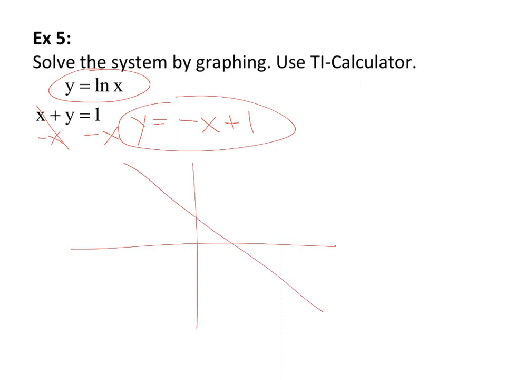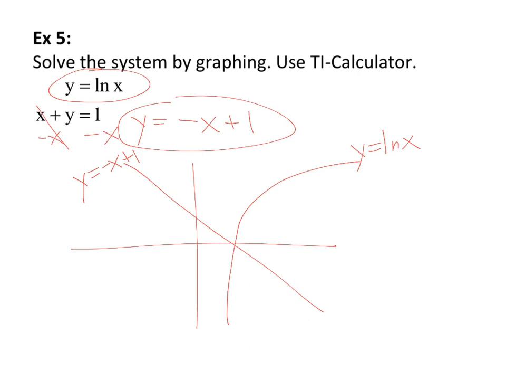And then we have these two graphs. Alright, it should look like that on your screen. This is y equals -x plus 1, and this is y equals natural log of x. Okay. Now if you hit second trace, or second calc on your calculator, the top middle, then it's going to give you the option to find the intersection point, which is option 5.